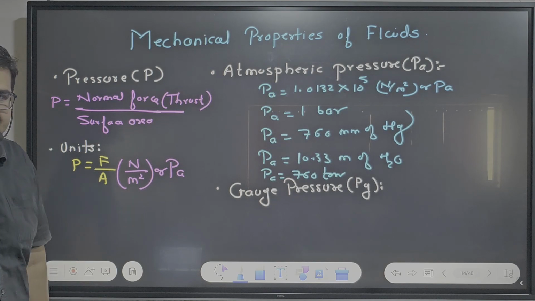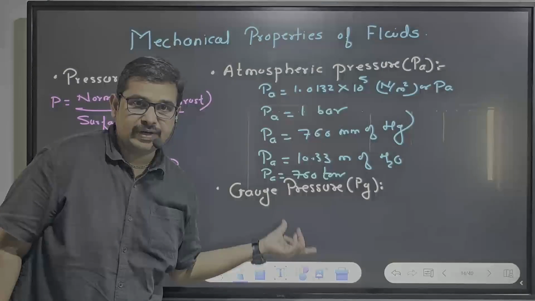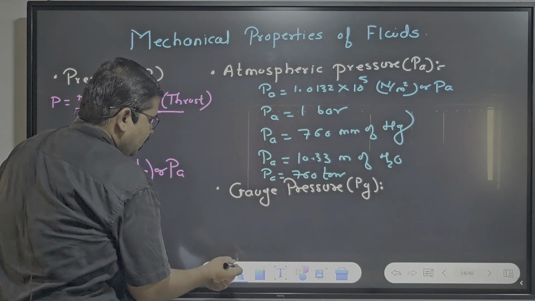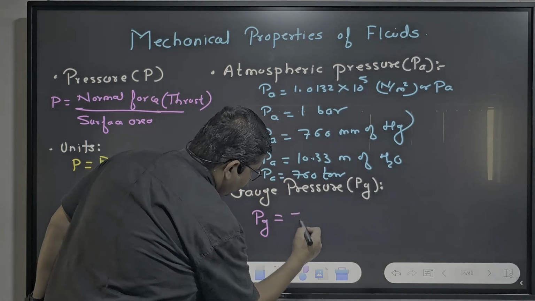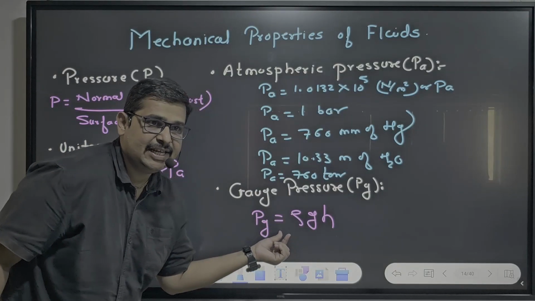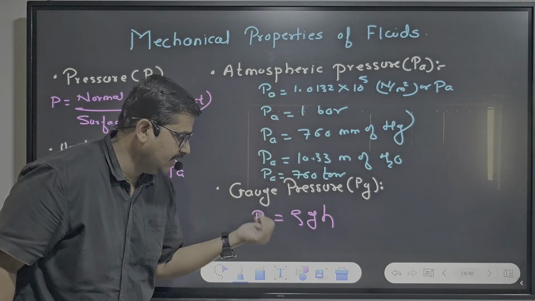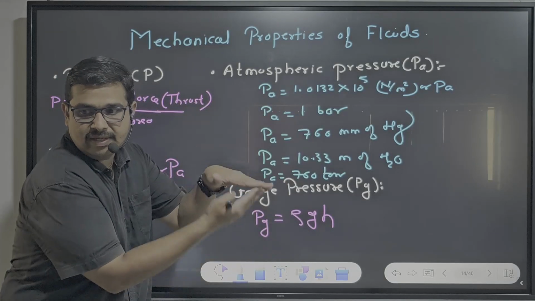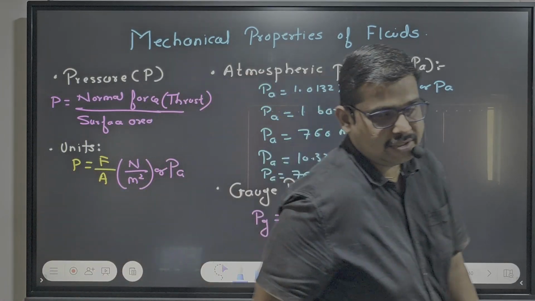Then gauge pressure. Gauge pressure means the pressure due to a height of liquid column. What is the formula to calculate this? Yes, gauge pressure is equal to rho g h. Rho is the density of fluid which is used in the liquid column. It is water, mercury or something. g is gravity and h is the height of liquid column. So we are getting the gauge pressure rho g h.